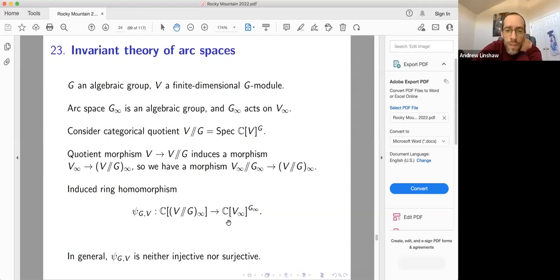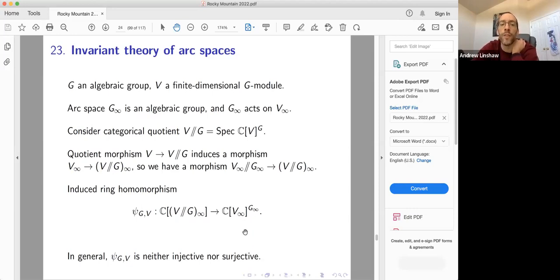So how can this fail to be surjective? This can be bigger. You can have more invariants here. One setting where this is never surjective is when G is a finite group. Then G infinity is still the same finite group, and this thing will always be a lot bigger than the image. The thing on the left is always finitely generated as a differential ring. In particular, it's generated by C[V]^G, which is a finitely generated ring. Whereas the thing on the right is never differentially finitely generated when G is finite and the action is non-trivial. So this can often fail to be surjective.